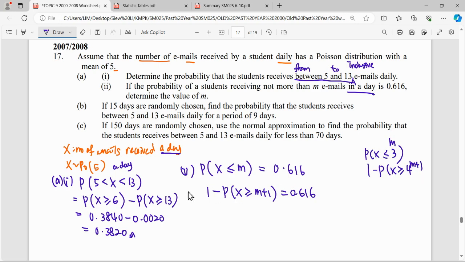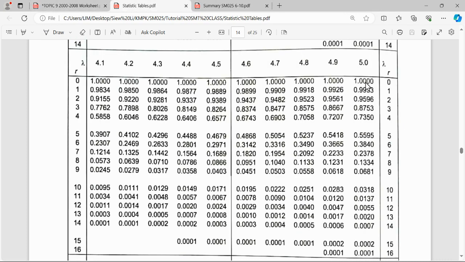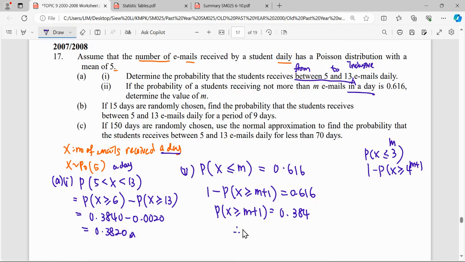Alright? So we simplify this. It will be 0.384. So what reading can give you 0.384? Poisson 5, what reading? Oh, this one. Probability 0.384, reading from 6. Means m plus 1 is 6, m is 5.